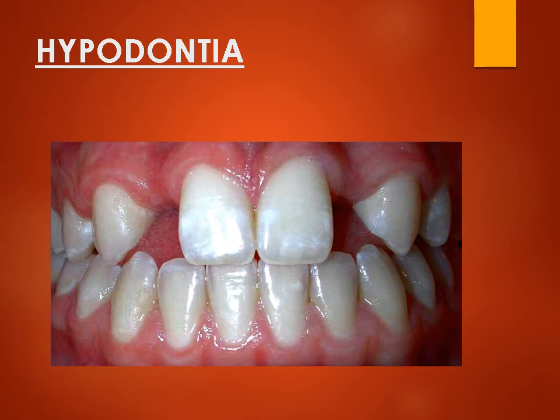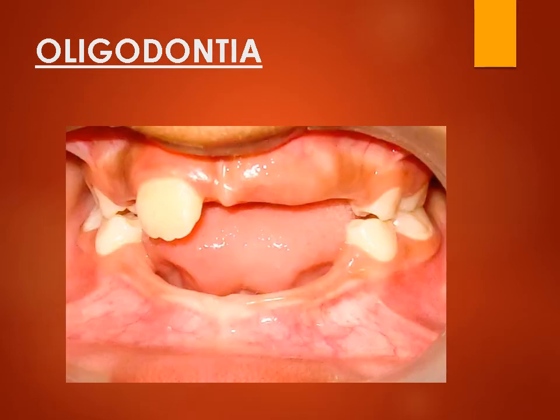This is an example of hypodontia. Take a look at the picture and you will find that there are only 2 teeth missing, the upper lateral incisors on both sides. This is an example of oligodontia. Here you can see that more than 6 teeth are absent, but a few teeth are present, like a few molars. So you will not say this is anodontia, rather you will say oligodontia. If the missing teeth number more than 6, they are called oligodontia.